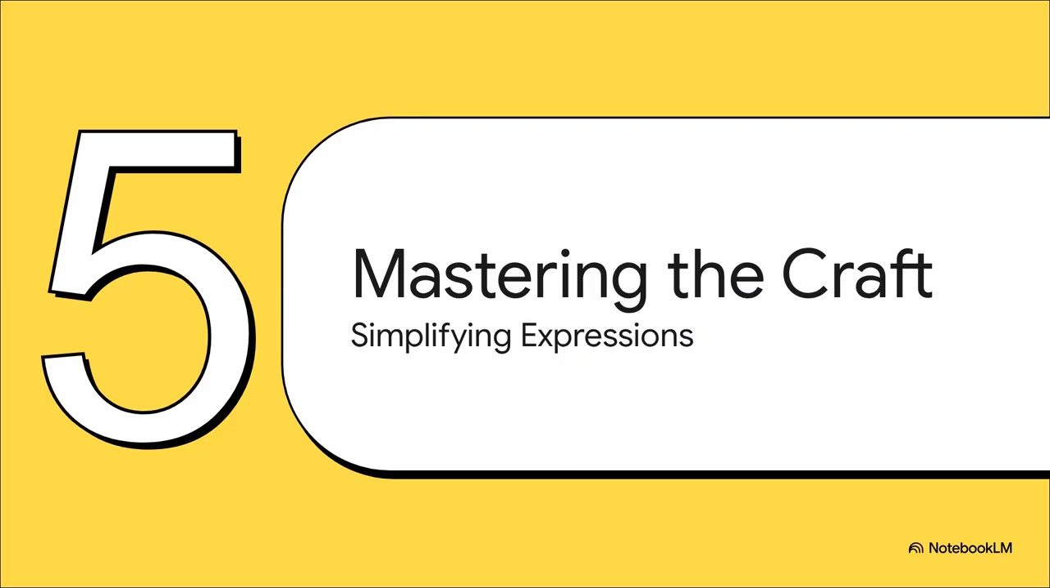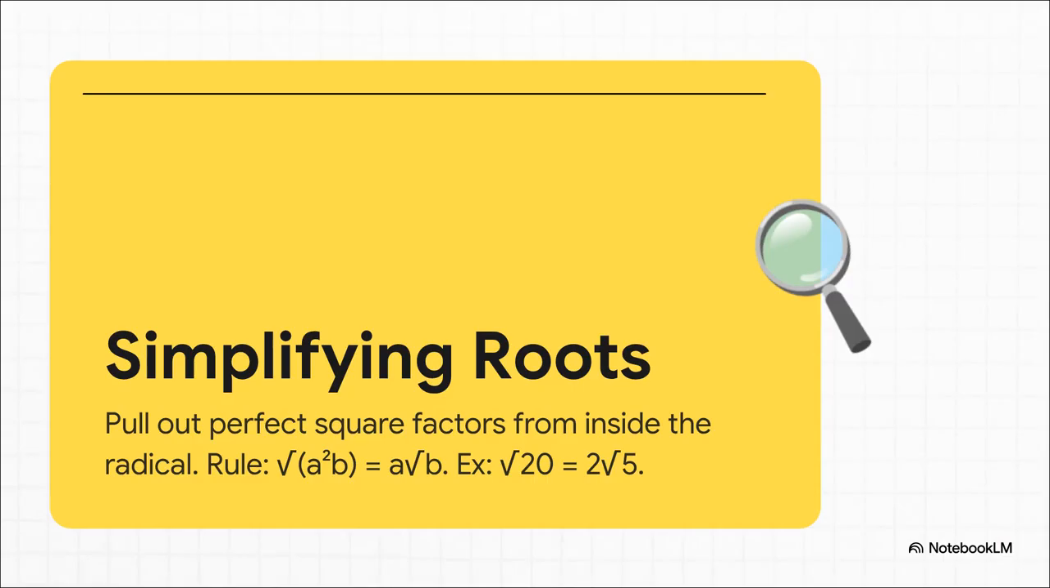All right, we've got the basics down, so now let's move on to the final level, learning how to simplify more complex expressions, so our answers are always in their cleanest, most standard form. The first key skill here is simplifying. The goal is to make the number inside the root as small as possible. And we do this by hunting for any perfect square factors. So for example, the square root of 20 isn't really in its simplest form, because 20 is just 4 times 5. And hey, 4 is a perfect square. So we can pull that 4 out of the root, where it becomes its own square root, which is 2, leaving us with 2 times the square root of 5.